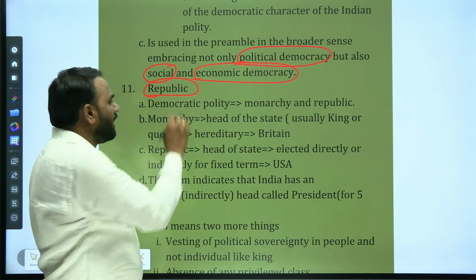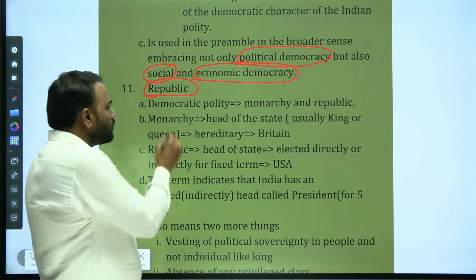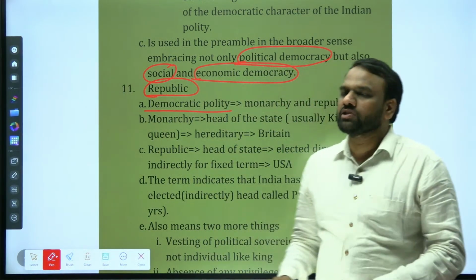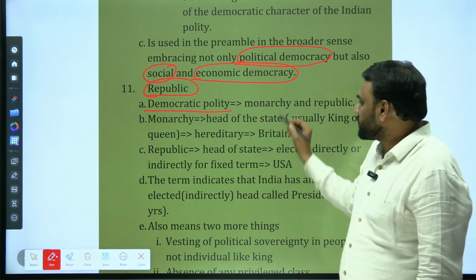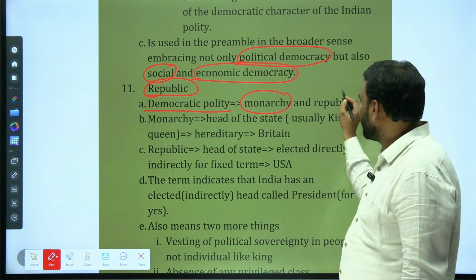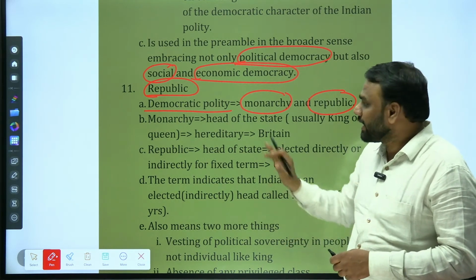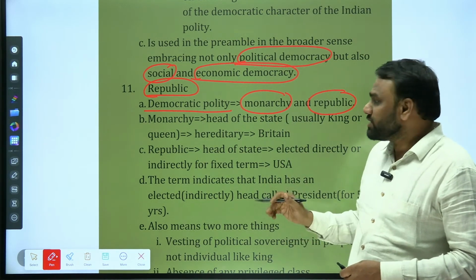Next, we have another term, republic. In our preamble, we have a term called republic. Whenever there is a democratic polity, as in India, there are two types: one is monarchy, the other is republic. What kind of system does India have? Republic, not monarchy. So what is monarchy?